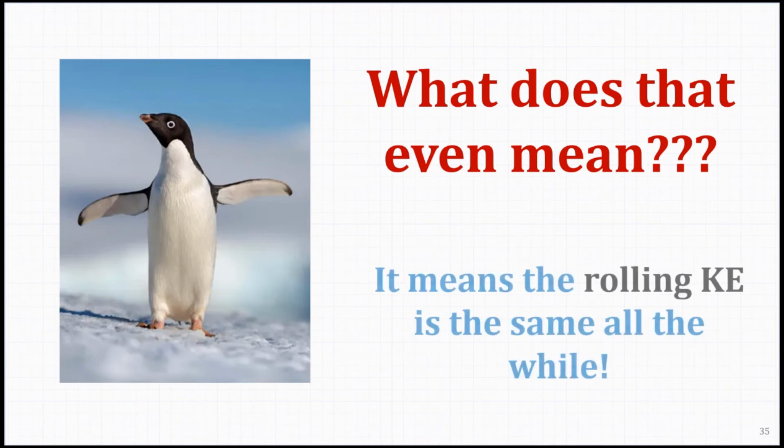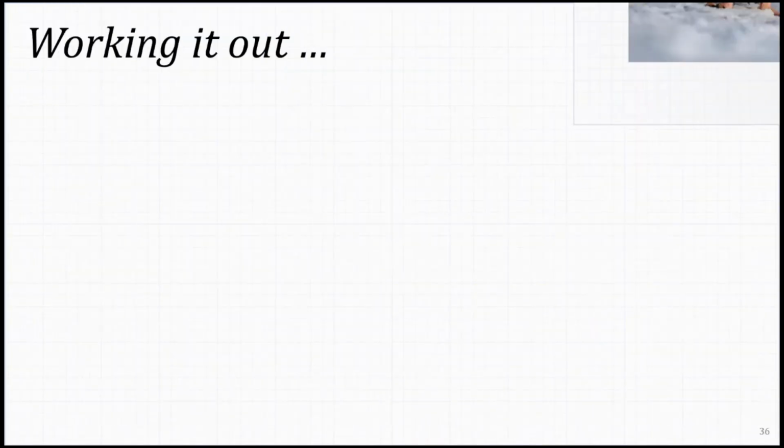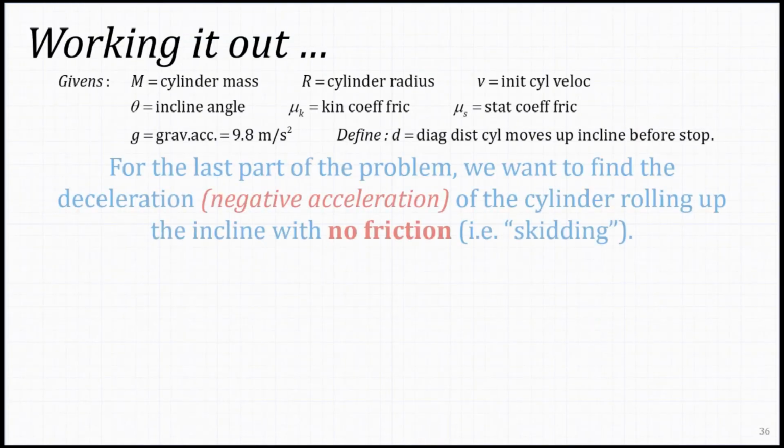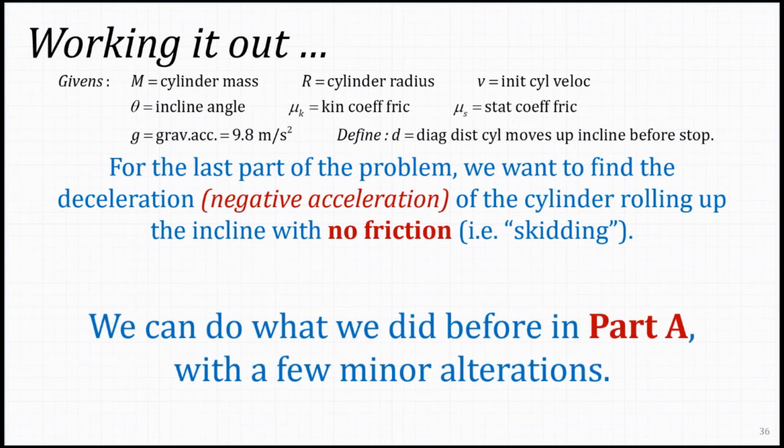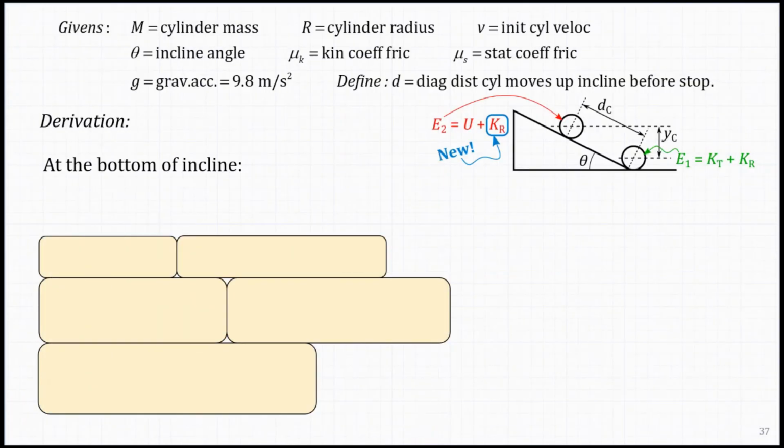So what does that even mean? Well, it means that our rolling kinetic energy is the same throughout the entire situation. It's the same when it's on the flat part, and it's the same when it's on the incline. So let's work it out. Here are our initial givens, and we're going to try to find the deceleration of the cylinder rolling up the incline with no friction.